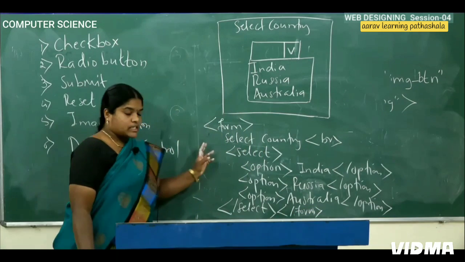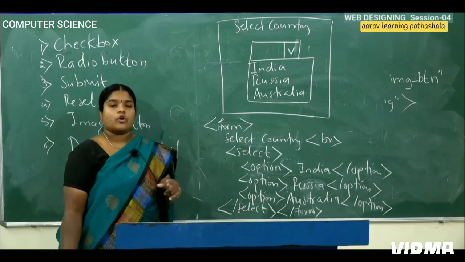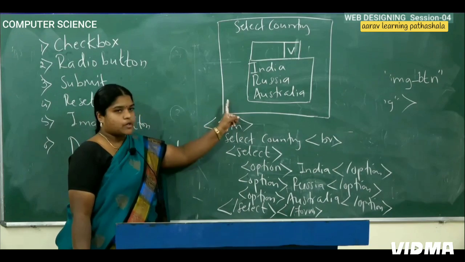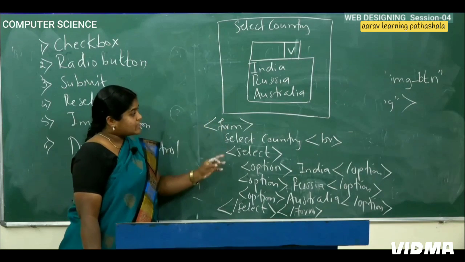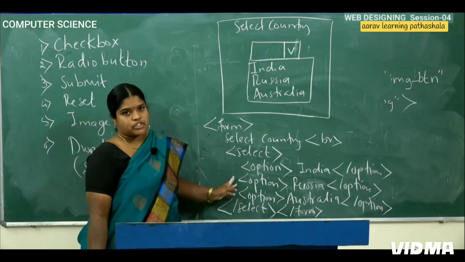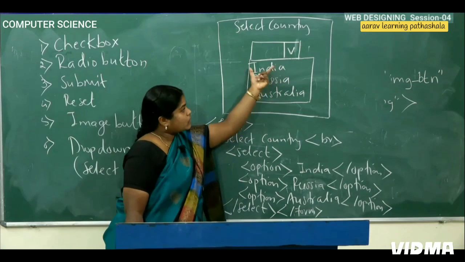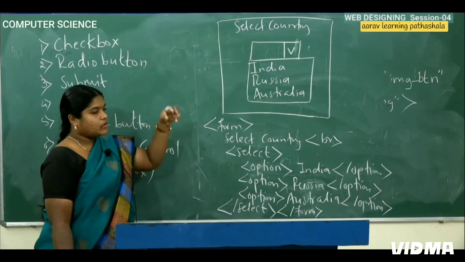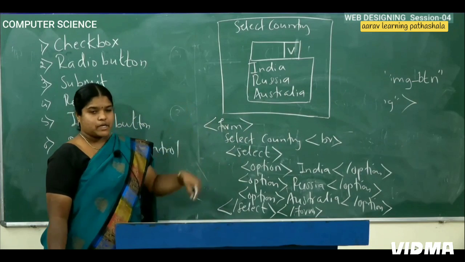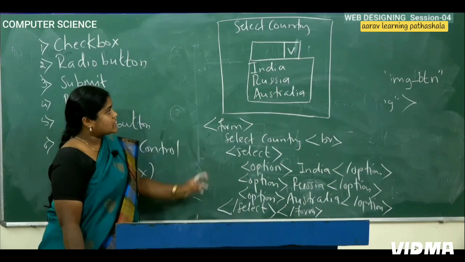Using this particular control, you can select one or more options. So that is the reason it is called a select box. And when you click on this particular arrow mark, then only this options list will be displayed, and hence it is called a drop down list. I hope it is understood.